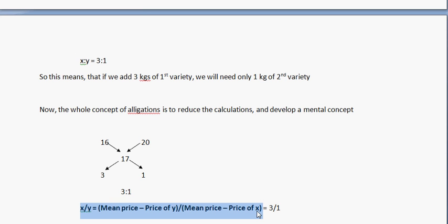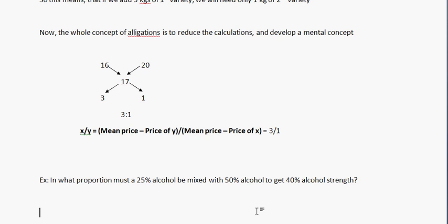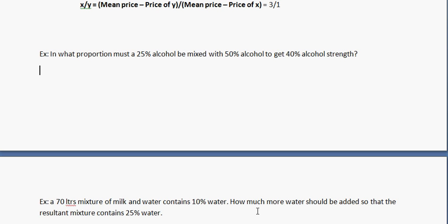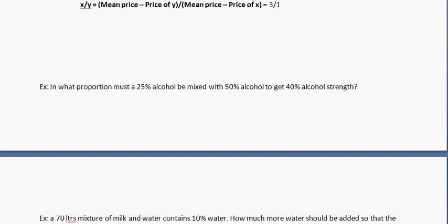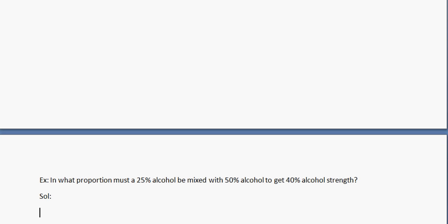I don't generally recommend formulas, but in this case the formula is pretty straightforward and easy. And now that we know the basic logic behind formulas, we can do these questions without formulas anyway. So let's now go to a few questions. I'll give you 2 minutes for each of them, and let's try and solve this. First question: in what proportion must a 25% alcohol be mixed with 50% to get 40% strength? Just 2 minutes for you, try and solve it.